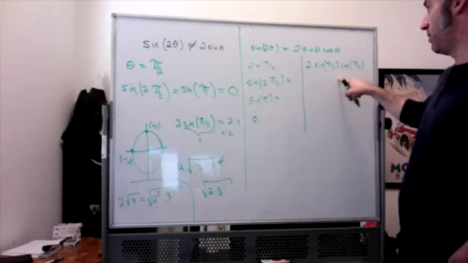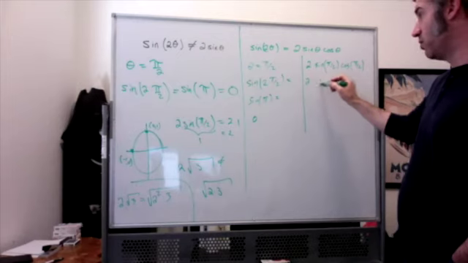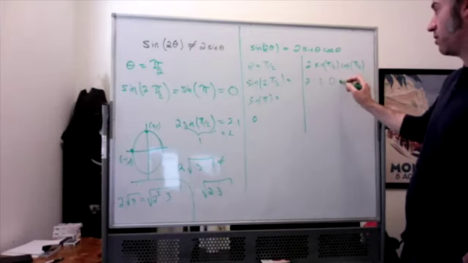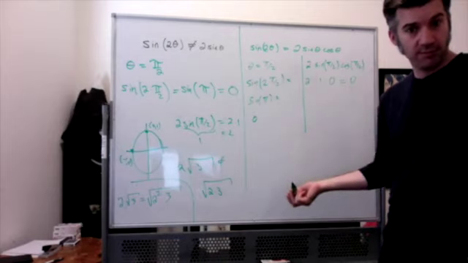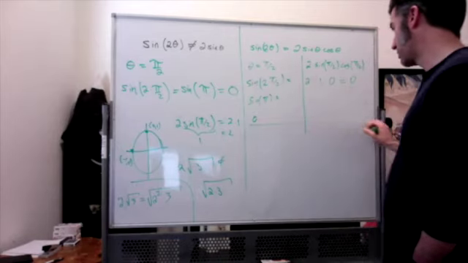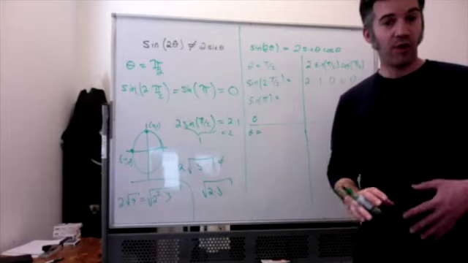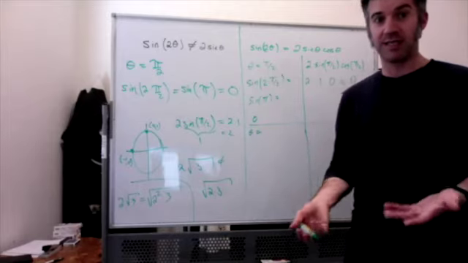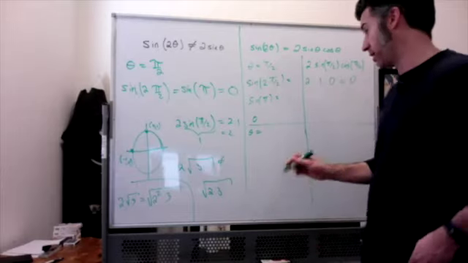Here, 2 times sine of pi over 2 times cosine of pi over 2: sine of pi over 2 is 1, the cosine of pi over 2 is 0. And 2 times 1 times 0 is 0. So look, they're the same. It also works for pi over 3. I mean, it works for every angle because it's an identity. If something's an identity, it means it's true no matter what angle you pick.